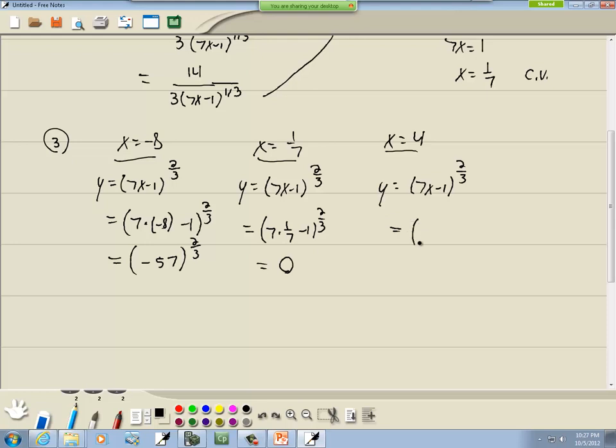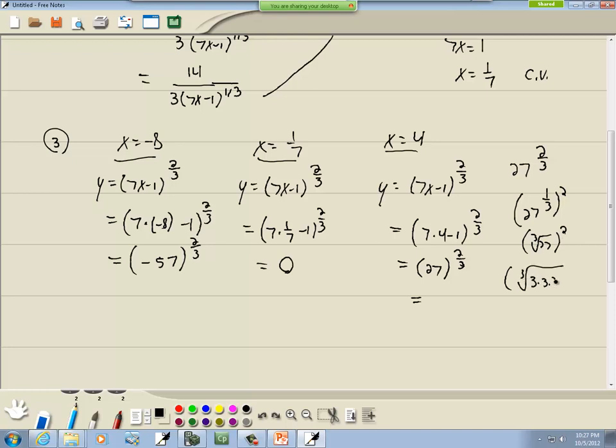And this one, if I plug 4 in there, I got 7 times 4 minus 1 to the 2/3. That gives me 28 minus 1 is 27 to the 2/3. This one can actually simplify. If I went down further with this, 27 to the 2/3, you can take your numerator, put it on the outside like that, and this becomes the cube root of 27. And the cube root of 27, 3 times 3 times 3, which gives me 3 squared, which gives me 9.